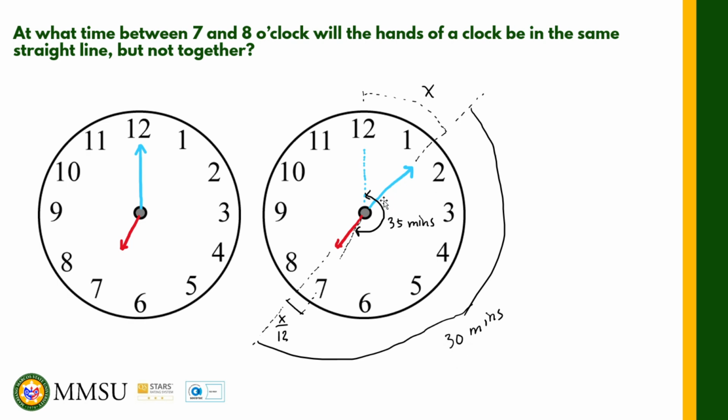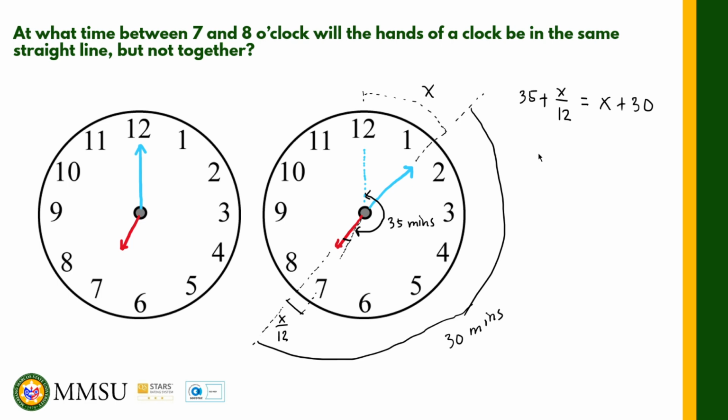Okay, so di ba, kapag pinag-add natin yung 35 minutes tsaka yung x over 12, equal siya doon sa kung pinag-add natin si x plus 30 minutes. So, yun yung equation natin dito. We have 35 plus x over 12 is equal to x plus 30. Tama? Kasi 35 ito, i-add natin yung x over 12, equal lang siya doon sa x plus 30. Okay, so we can solve for the value of x sa equation na ito.